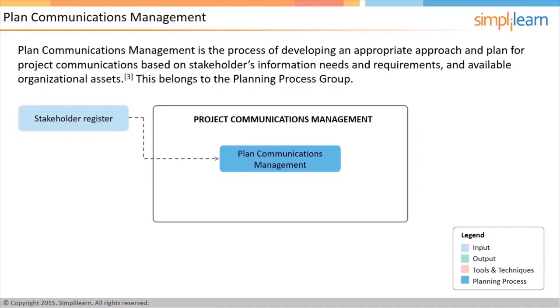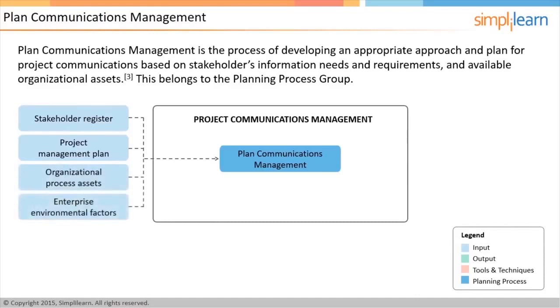It is a list of all the stakeholders. The project management plan has information about a large number of the project's requirements and the stakeholders who need to receive communication of various kinds, and is therefore a critical input to this process. In addition to these two, organization process assets and enterprise environmental factors are also inputs to this process.